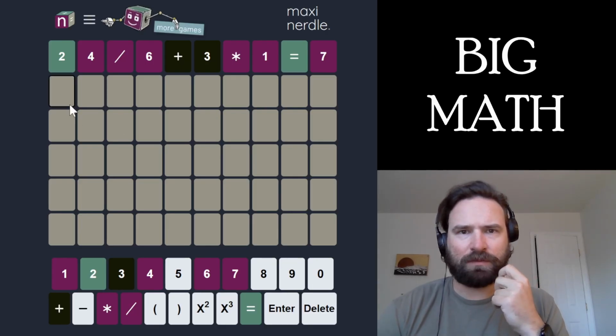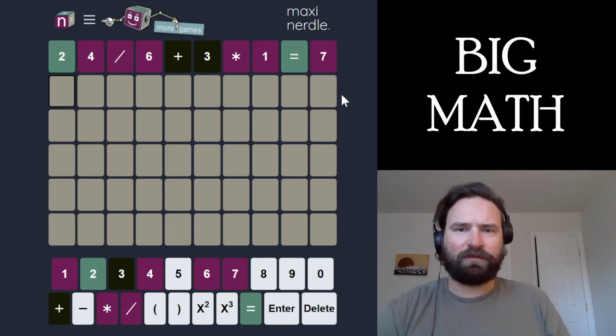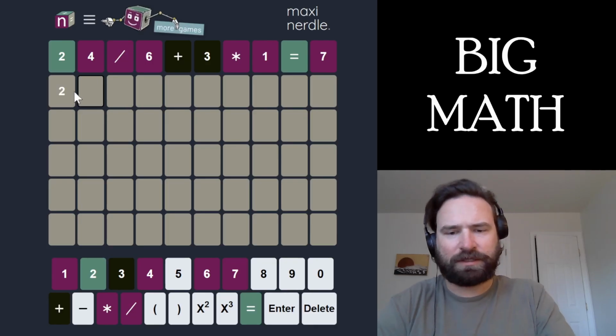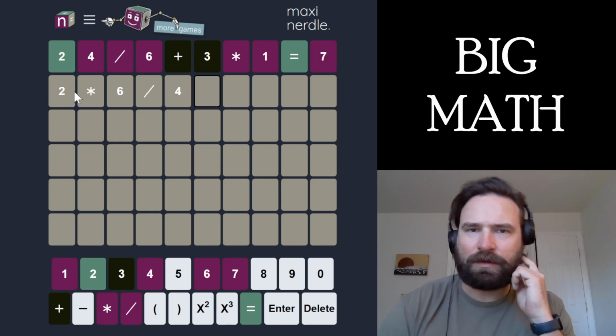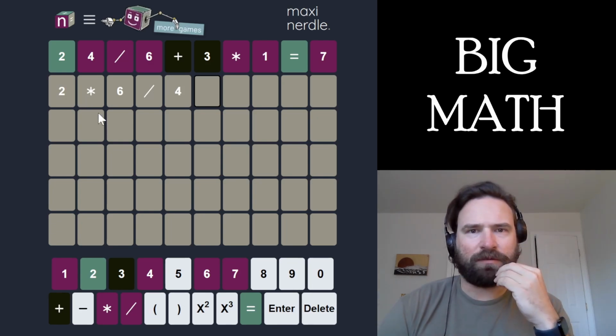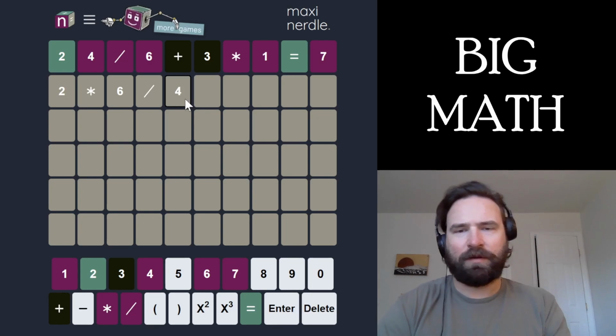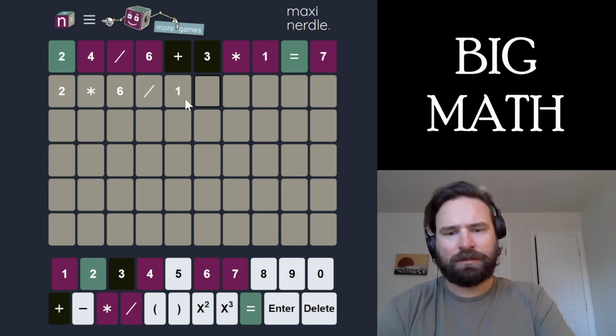2 times... I've got to keep in mind this has to eventually equal a single digit number, so I got to make this small. 2 times 6 divided by 4. So how's this going to fit? 2 times 6 divided by 4 is 3. Yeah, there has to be a double digit number in here somehow. 2 times 6 divided by 14 times 7.